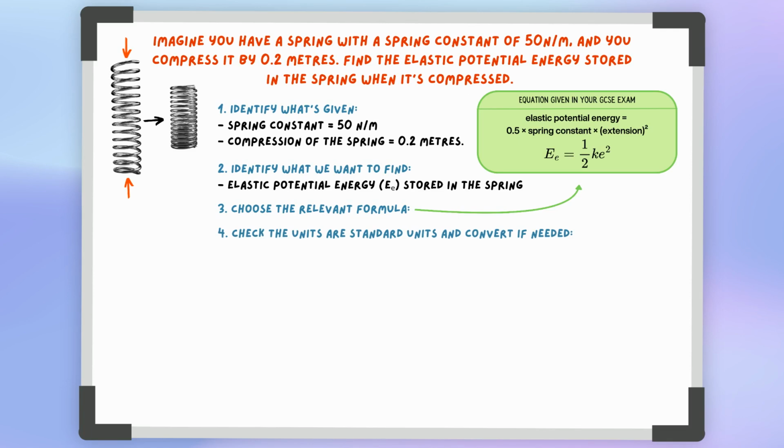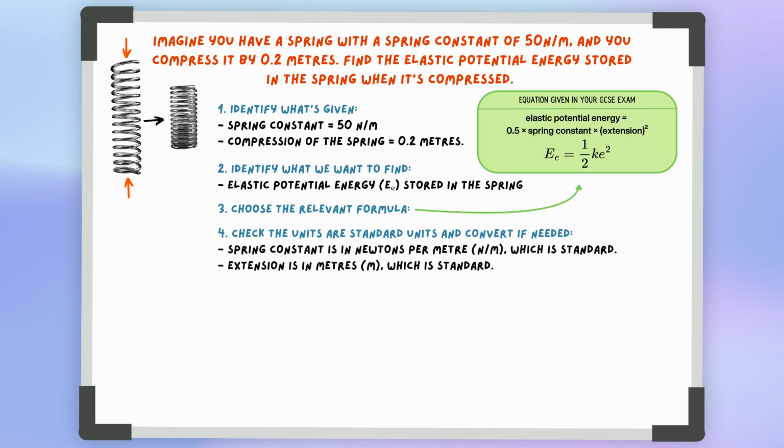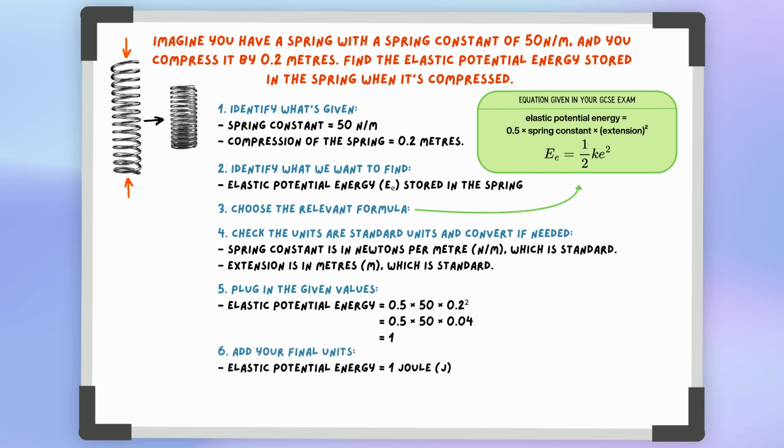Here, both are in their standard units of newtons per meter and meters, so we do not have to convert anything. We can now plug the given values into the equation. Elastic potential energy equals 0.5 times 50 times 0.2 squared, which is 0.04. This gives us a final value of 1. Adding our final units leaves us with an answer of 1 joule.